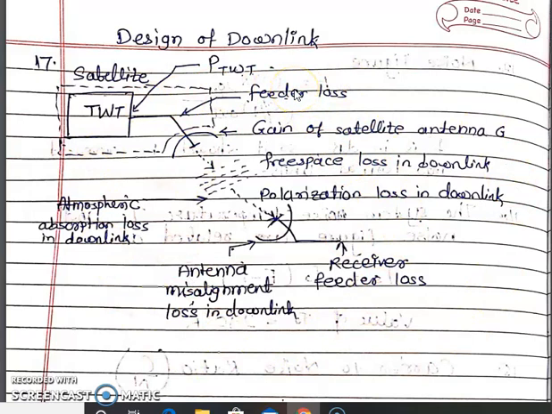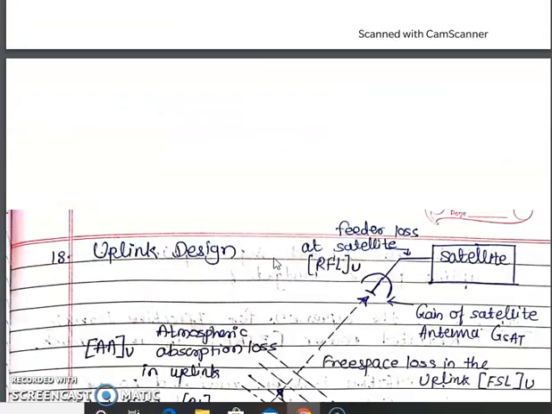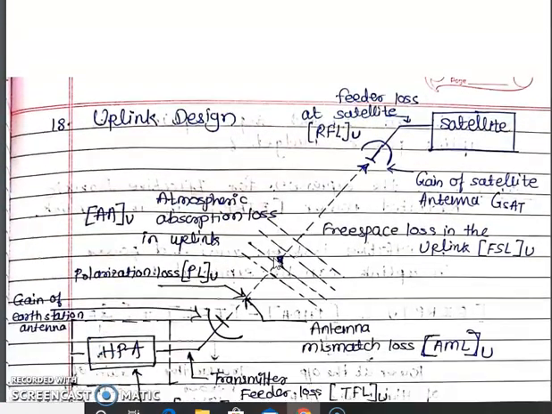All these losses we have to consider at the time of designing the downlink, that means the tutorial to solve the numericals. We have already done the same thing in the case of optical fiber cable, that is the link power budget equations or the rise time equations. In the same way we have to study it in the case of satellite antennas.